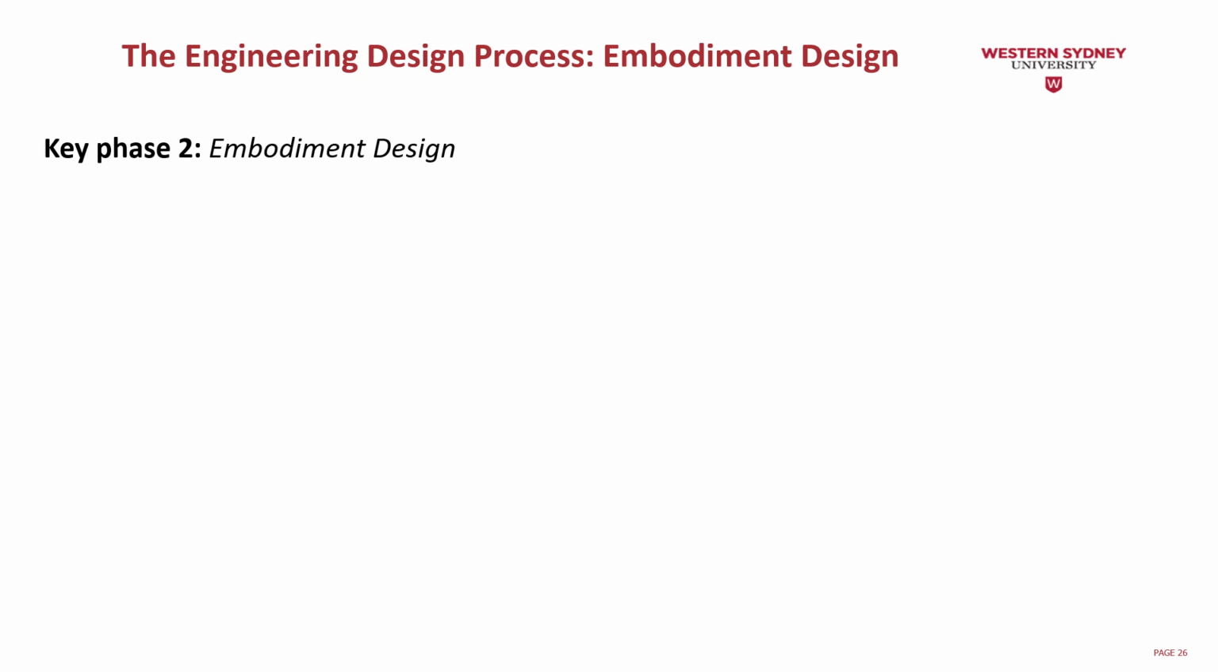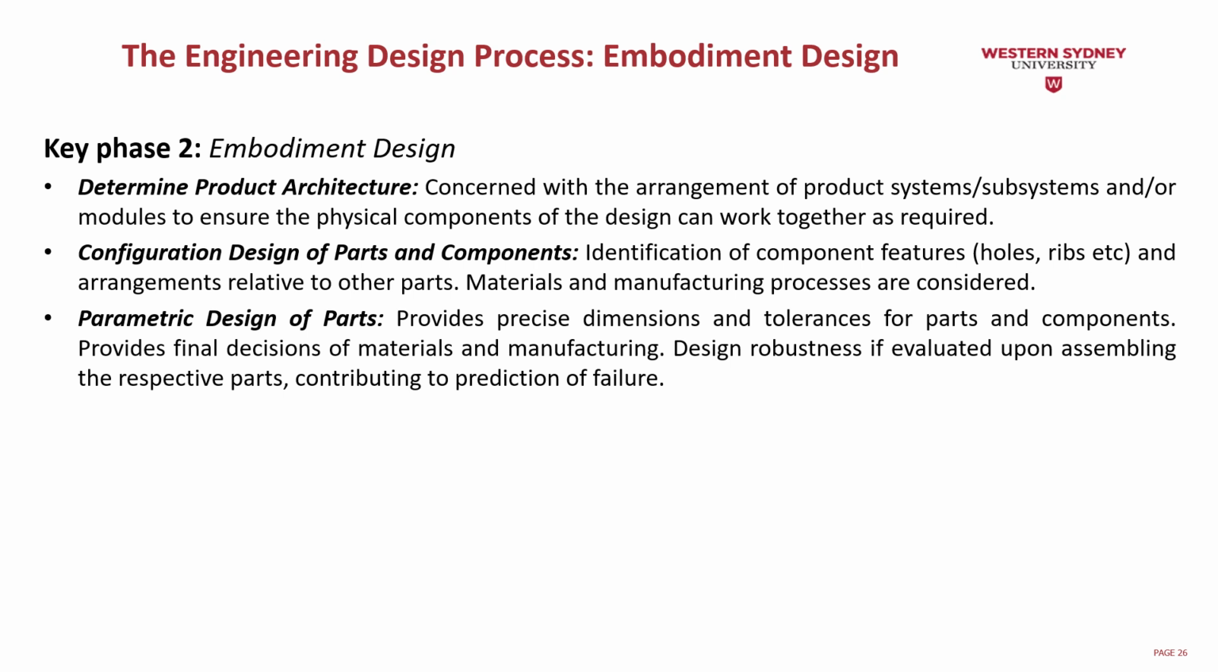So key phase 2 is about the embodiment design. So we need to remind ourselves of the product architecture. We're concerned with the arrangement of the product systems and subsystems and/or modules to ensure that the physical components of the design can work together as required.